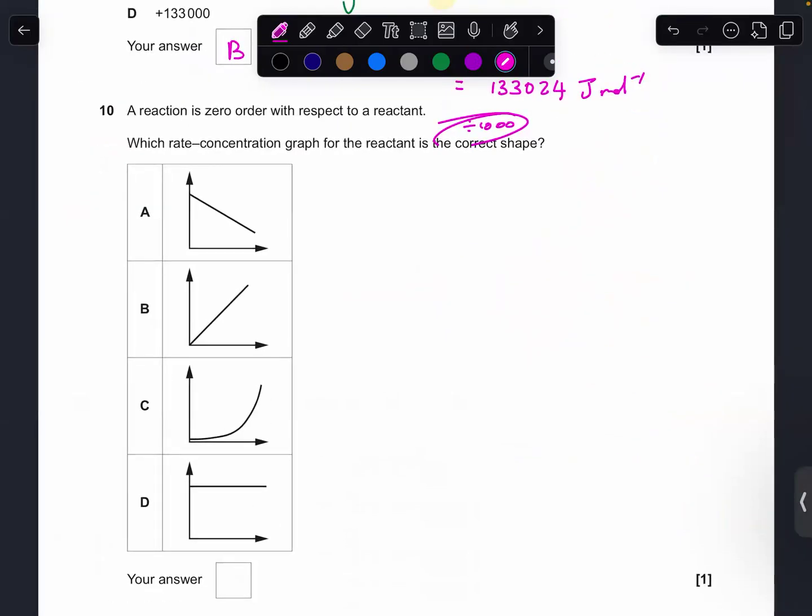Next question is asking about zero order with respect to a reactant. Which rate-concentration graph? So you've got your rate on your y-axis, and your concentration on the x. A zero order means no matter what the concentration, the rate of the reaction is unaffected. Let me highlight that. No matter what the concentration, the rate of the reaction does not change. The answer will be D.